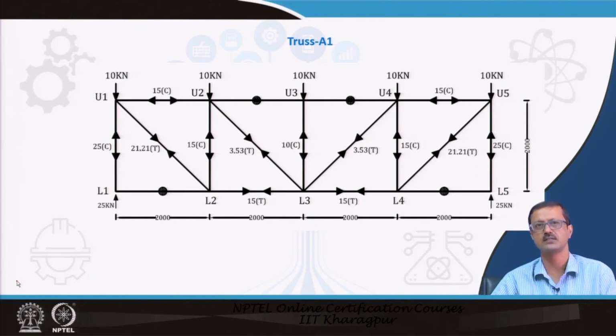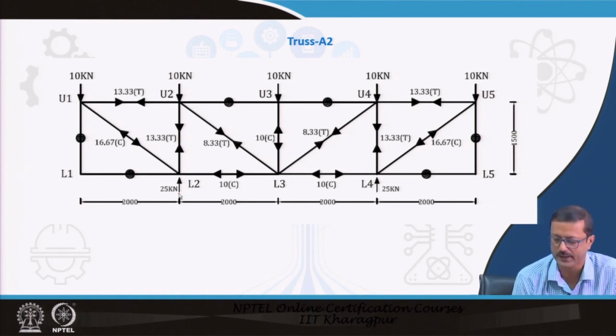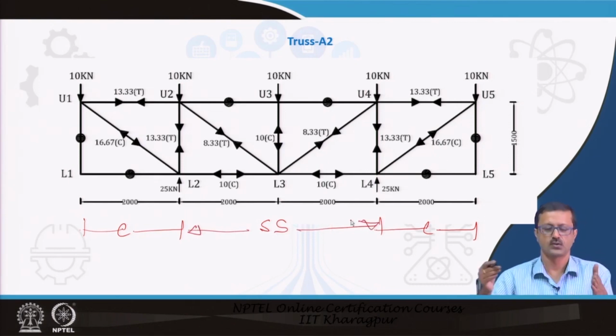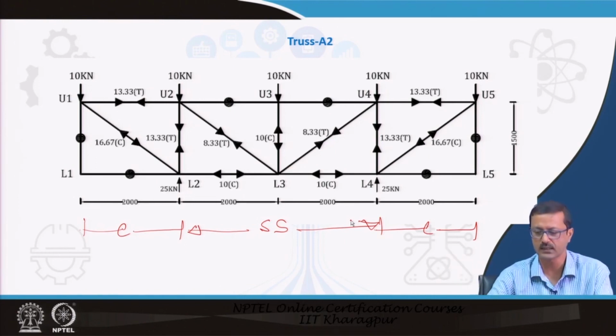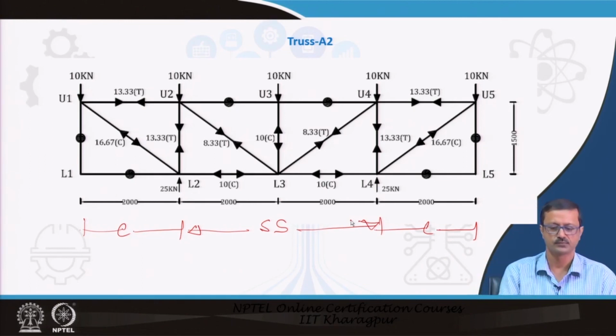So, definitely there will be some changes in the forces, and there is a truss A2 also. In A2, what I did is that I pushed the supports to L2 and L4, not L1 and L5. So, this portion is the cantilever portion, and this is the simply supported portion. The span of the truss is reduced to 4 meter, and the 2 meter and 2 meter are the two overhangs. Loading is the same and the depth is kept as in A, that is 1.5 meter.